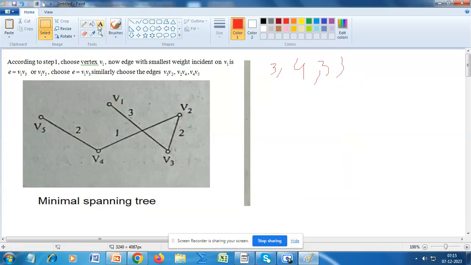you write the minimum weight, that is 2 plus 1 plus 3 plus 2. So that is 2 plus 1 is 3, 3 plus 3 is 6, and 6 plus 2 is 8. This is the minimum weight of a spanning tree. You write it like this.